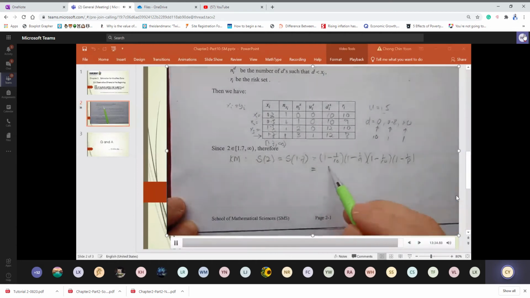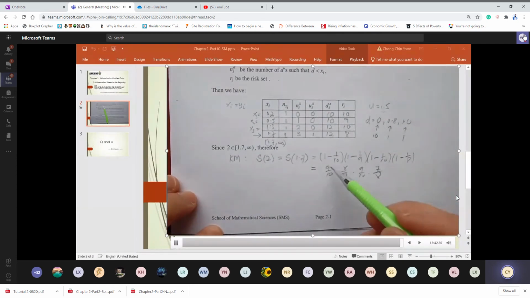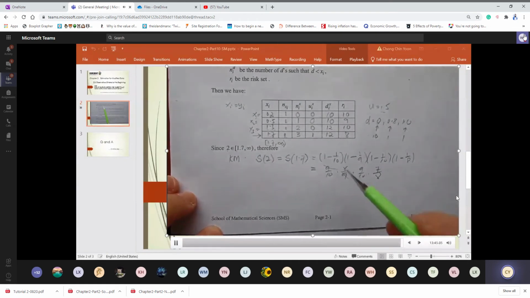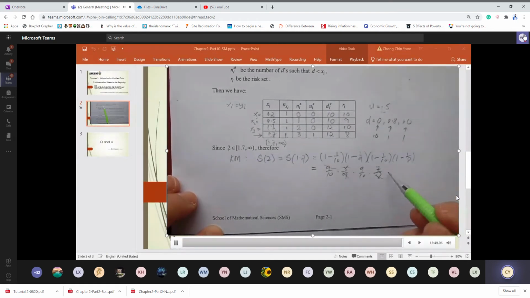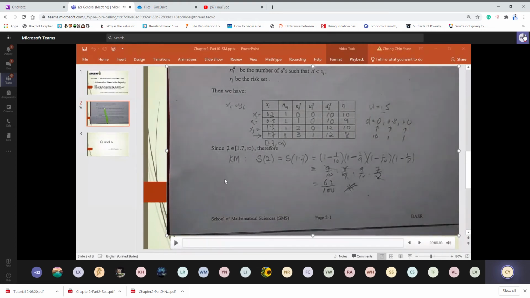Simplify this, you will have 9 over 10, 8 over 9, 9 over 10, and 7 over 8. So you can see that this is cancelled, and left 63 over 100. Okay, good explanation. I think very clear from this video clip.